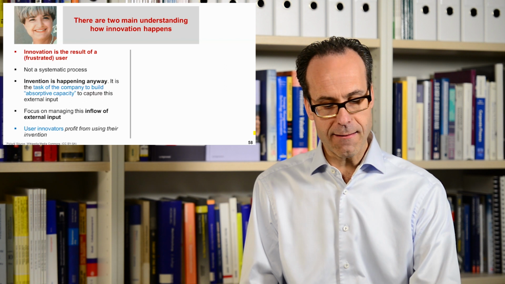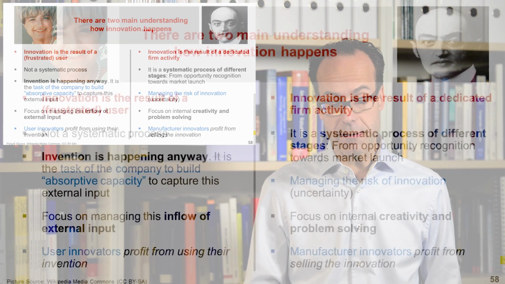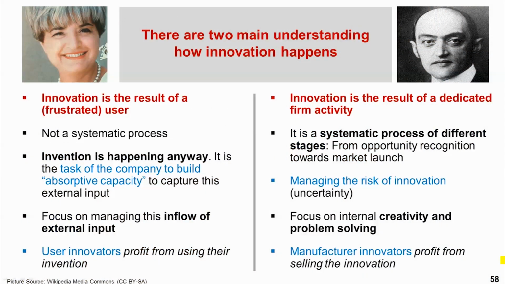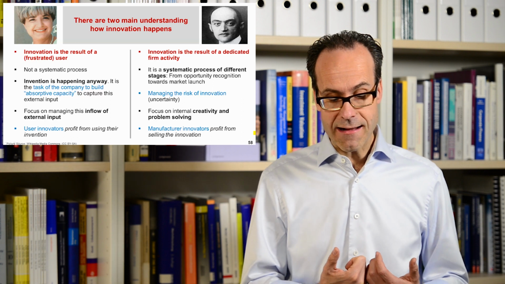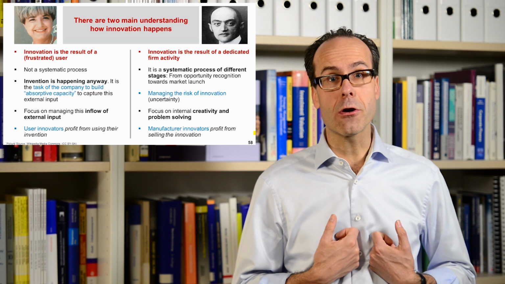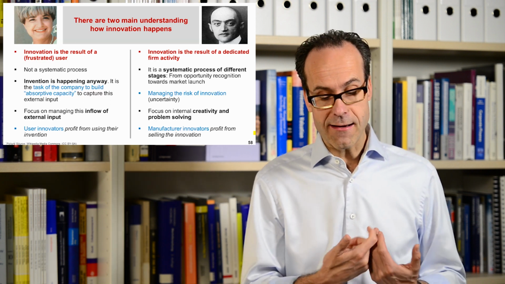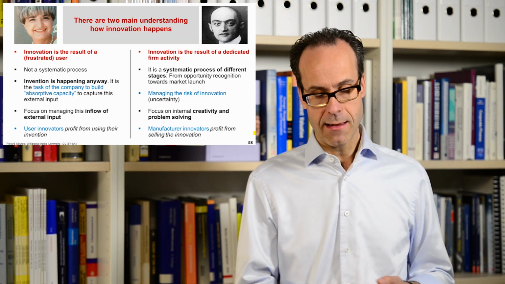On the other side is more the Schumpeter perspective. And this perspective is that innovation is the result of a dedicated activity of a firm. It's a systematic process spanning over different stages, starting with opportunity recognition, going up to market launch. And here the idea is really that we manage the risk of uncertainty and manage the risk of innovation and really focus on internal problem solving and technological development for which we need creativity.